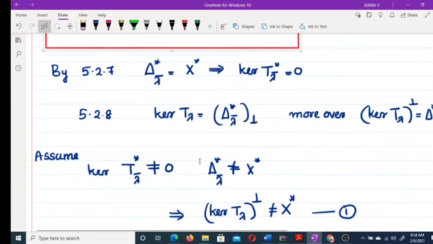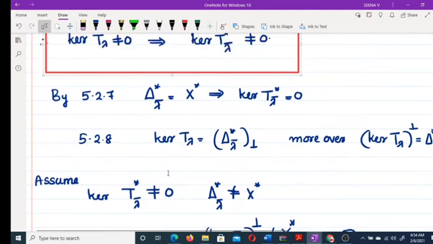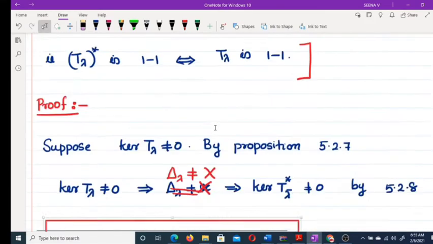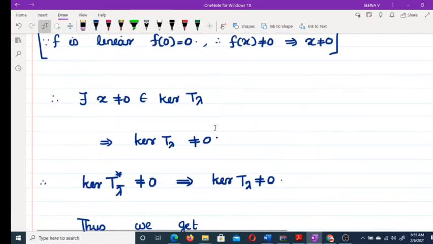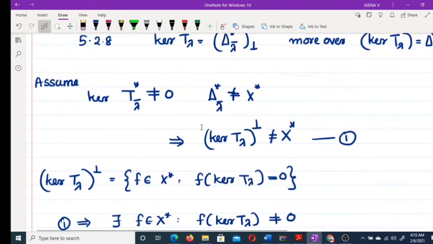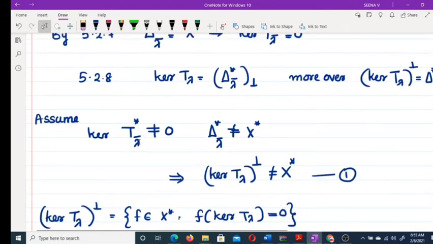So assume the first property, kernel T star lambda conjugate is not equal to 0. Kernel T star lambda conjugate not equal to 0 implies delta star lambda conjugate is not equal to X star.